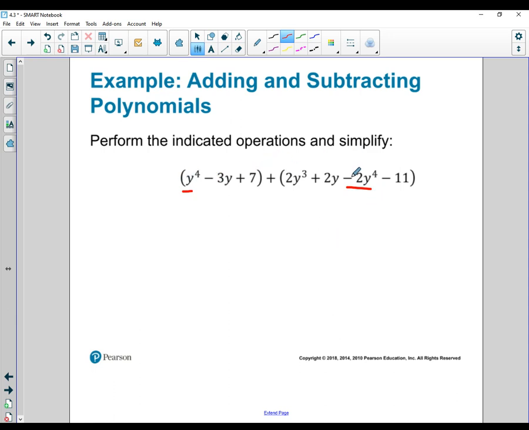So y to the fourth minus 2y to the fourth should be minus 1y to the fourth, or just minus y to the fourth. Now, do I see any y to the thirds? So I can put it in standard. I do there. I don't see any others, so this just ends up being plus 2y to the third.